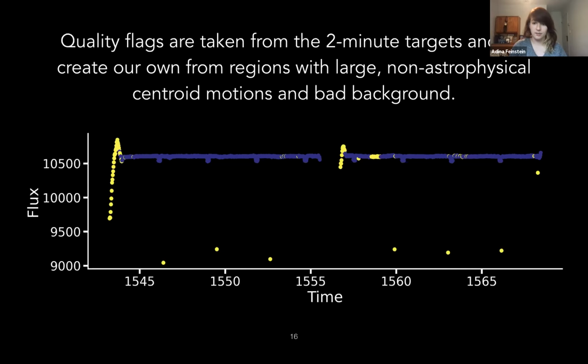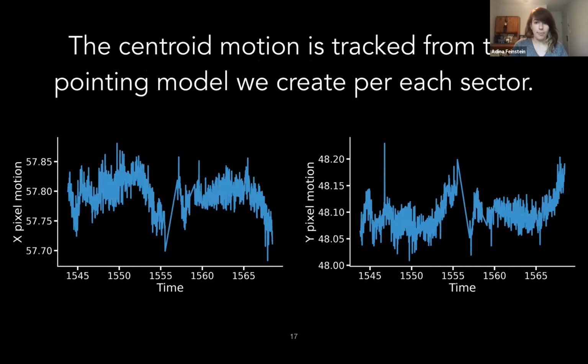So this is just an example from, I think, sector 3. So you can see that it catches some of those nice wigglies going on there that you don't want in your light curve. We also track the centroid motion just by calculating the weighted mean of the pixel values and provide that to the users as well for them to do what they want with it.